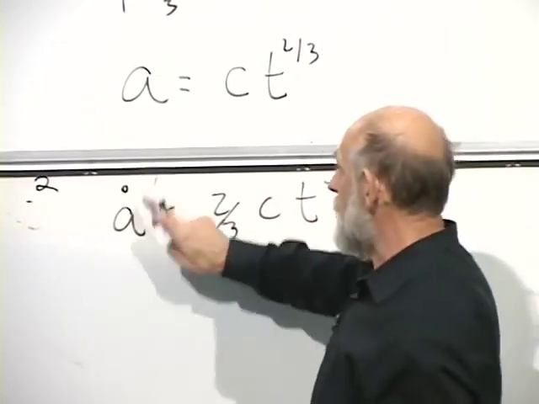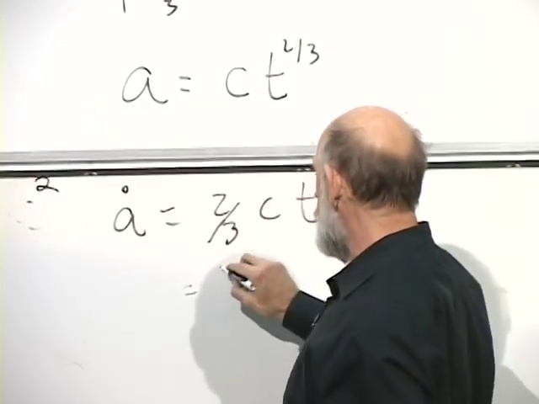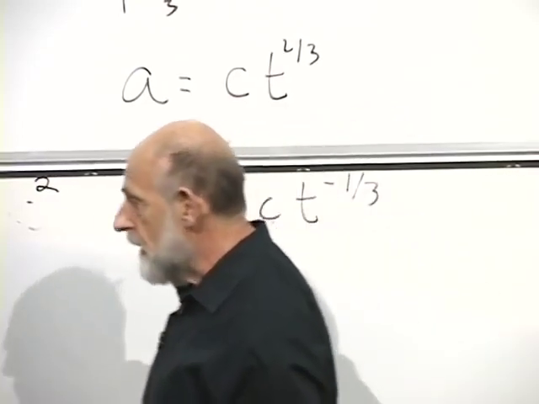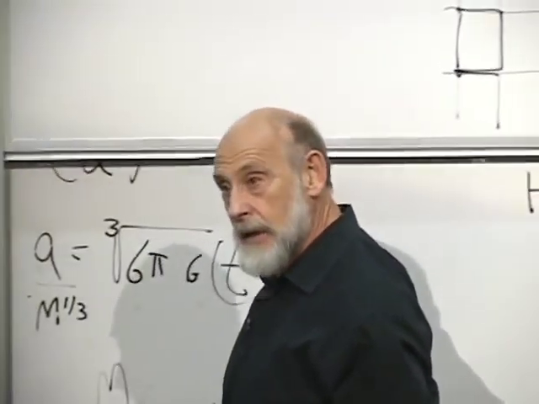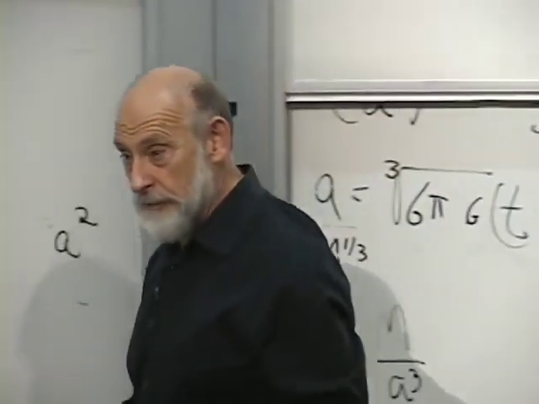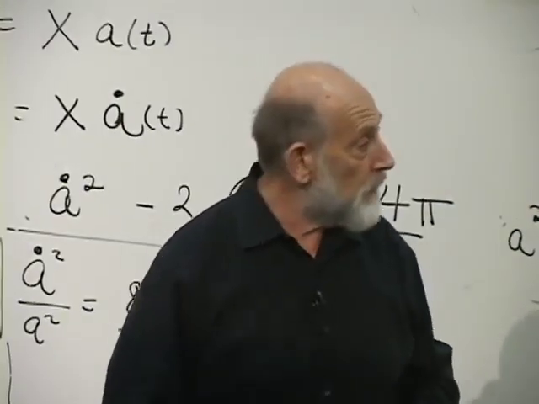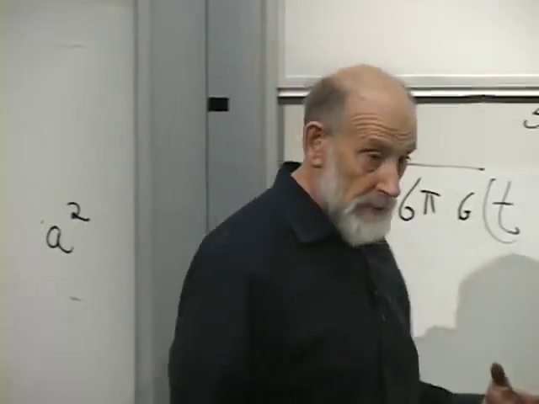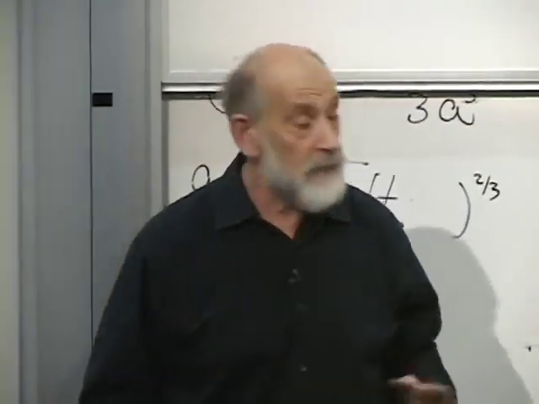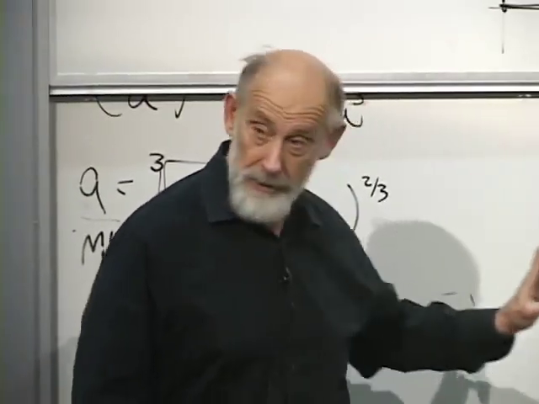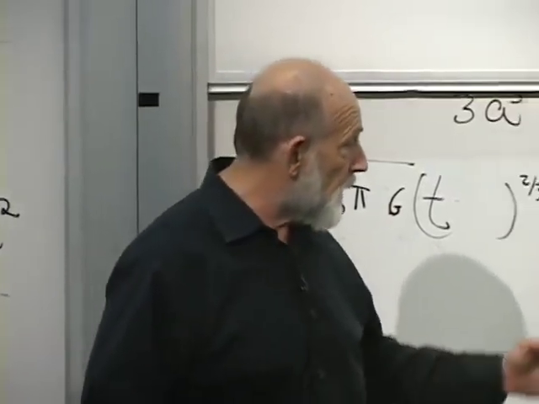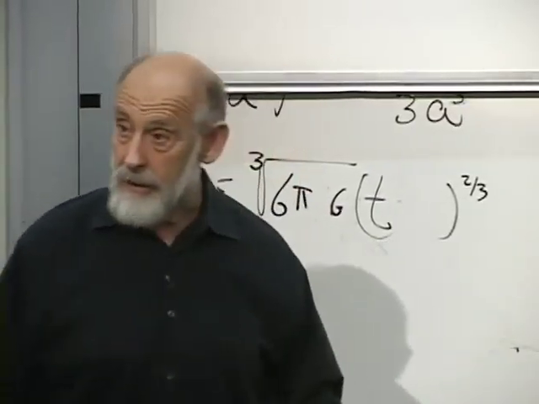The Hubble constant, which is A dot over A, is just 2 over 3t. The constant here cancels out, and with it cancels out the dependence on m. So it's quite remarkable that the calculation of the age of the universe doesn't depend on the density of mass. At least the calculation in terms of the connection with the Hubble constant.